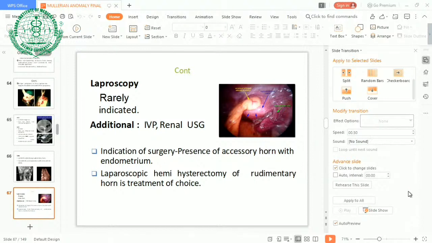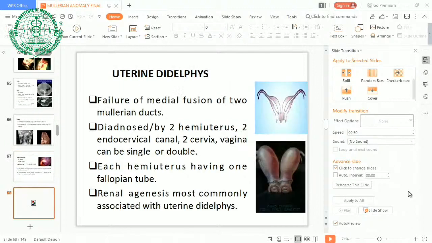This is how it looks on laparoscopy. Indication of surgery: presence of accessory horn with endometrium. Laparoscopic hemihysterectomy of the rudimentary horn is the treatment of choice. Uterine didelphys: failure of medial fusion of two Mullerian ducts, diagnosed by two hemiuteri, two endometrial cavities, two cervices, vagina may be single or double.